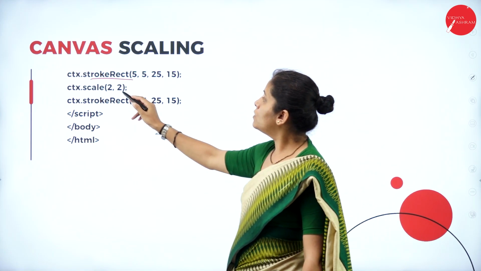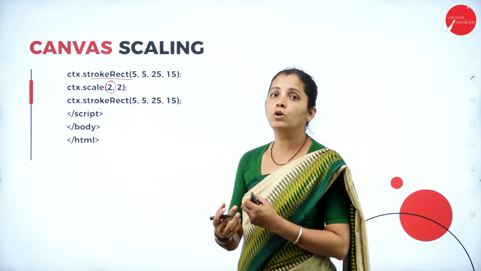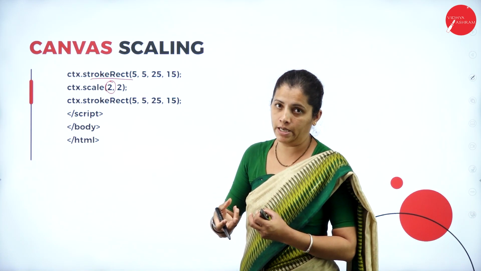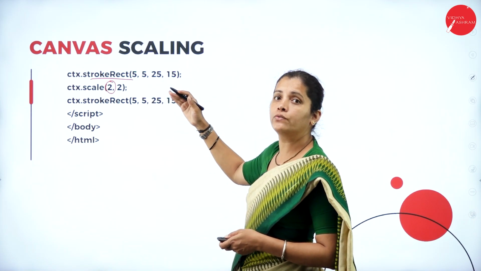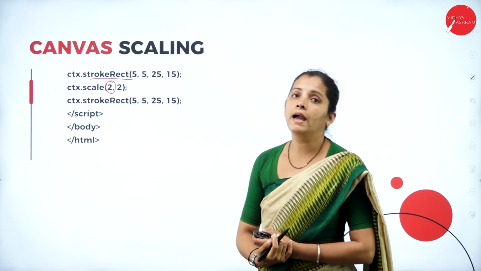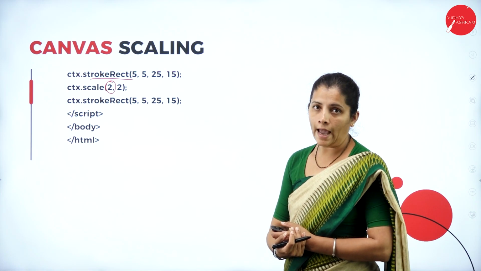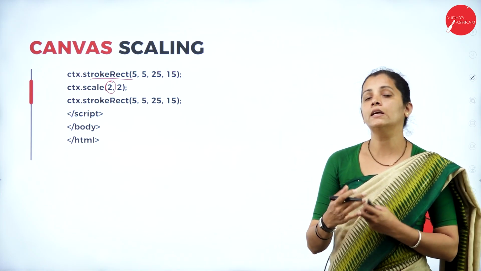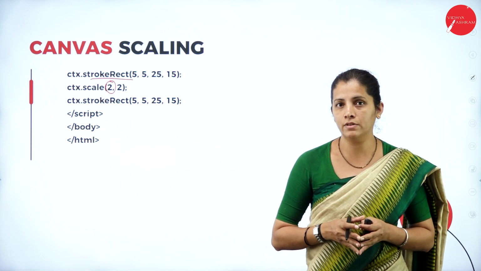So 2, 2. What does it indicate? That I want to scale up the object, in the sense that I want to increase the size of the canvas. So this is the way I can scale the canvas. Scale means increasing or decreasing the size of the canvas.